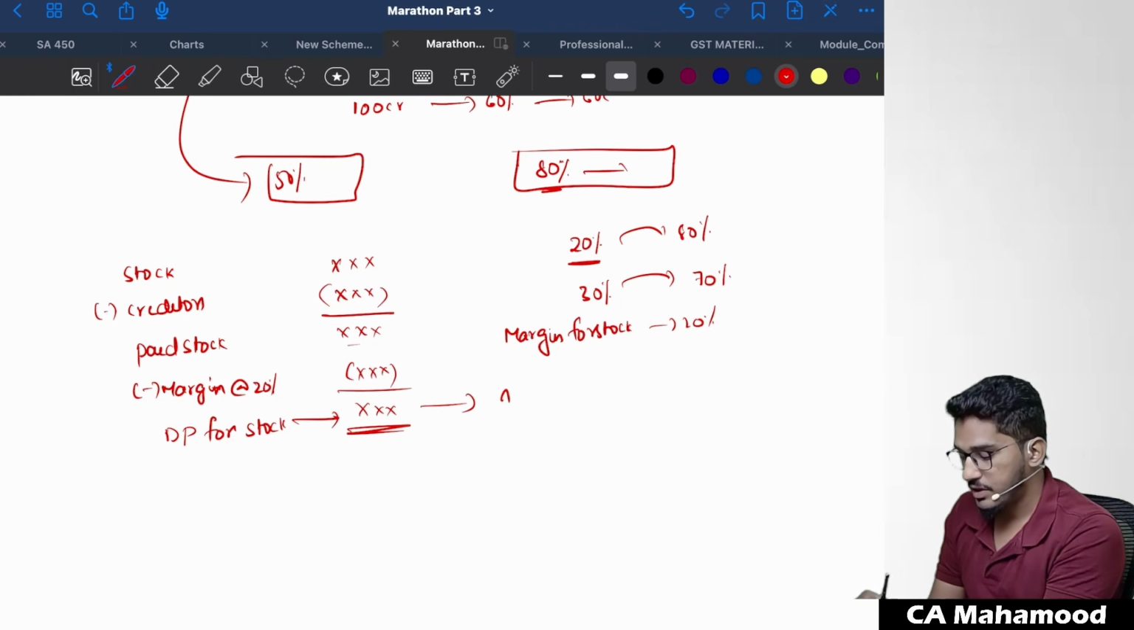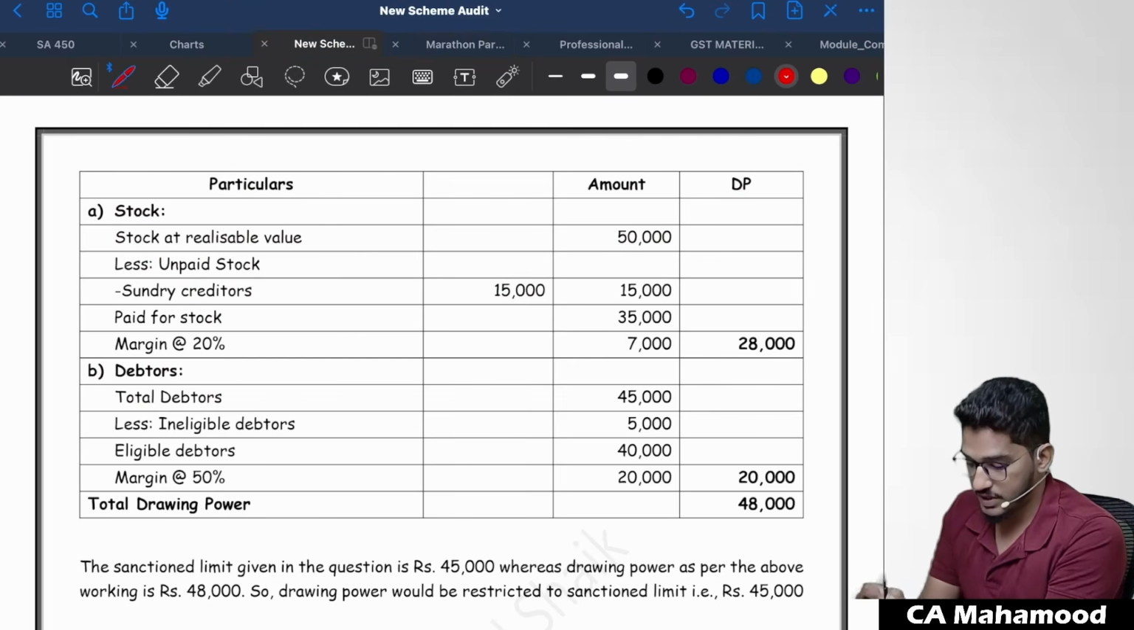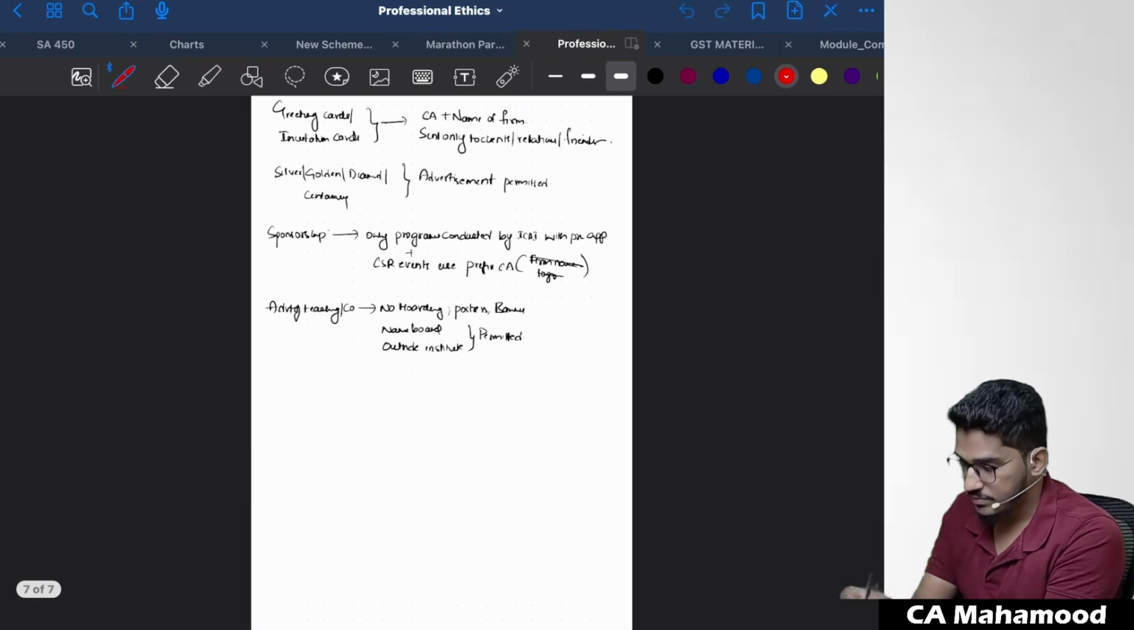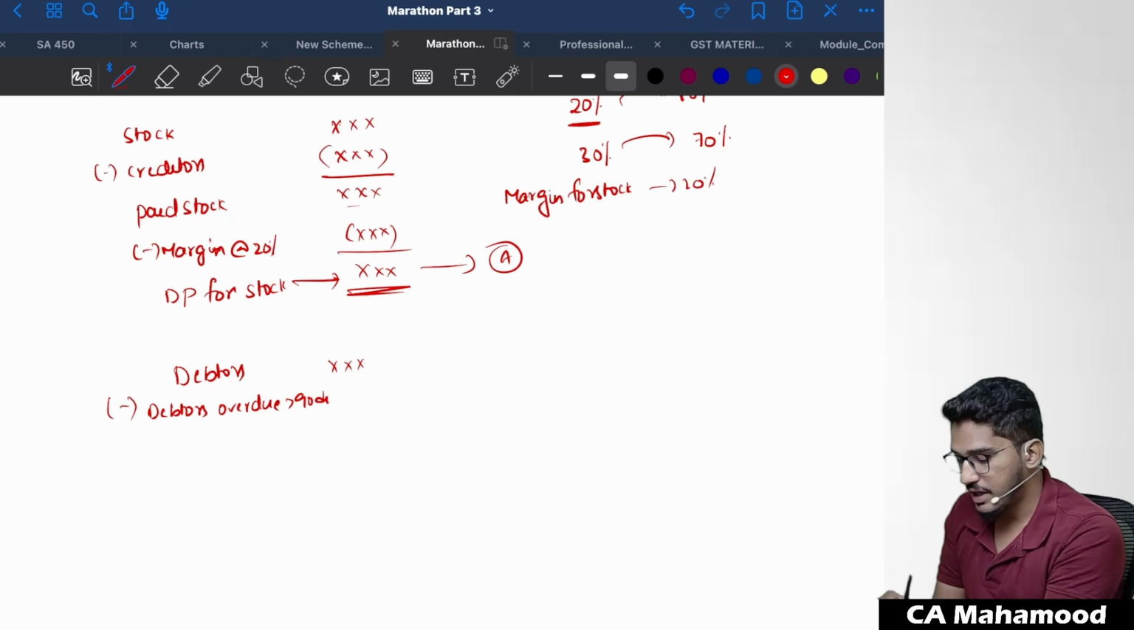Say A. Now, similarly, for debtors also you will get the drawing power. So you have to take debtors. From the debtors, you have to reduce those debtors which are overdue for more than 90 days. So you have to take out debtors overdue for more than 90 days. So you will get some figure. Eligible debtors you will get.